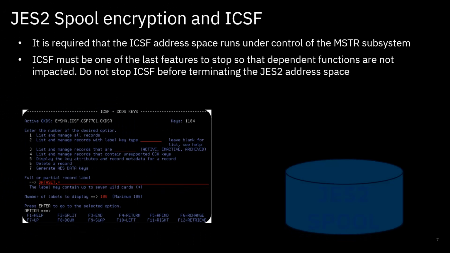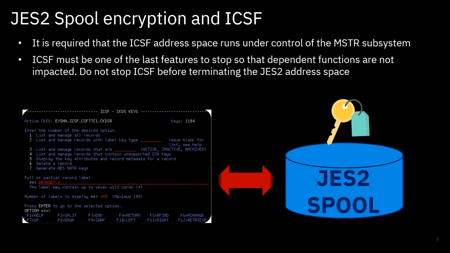JES2 spool encryption depends on ICSF services. Then it is required that the ICSF address space, a started task, runs under control of the master subsystem. Then specify SUB=MSTR to allow ICSF to start before JES2. For the same reason, during system shutdown, ICSF must be stopped after terminating the JES2 address space.